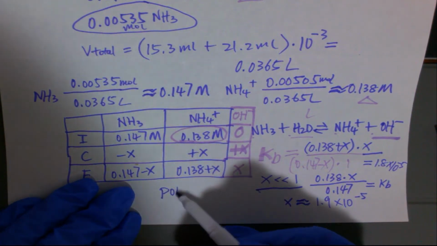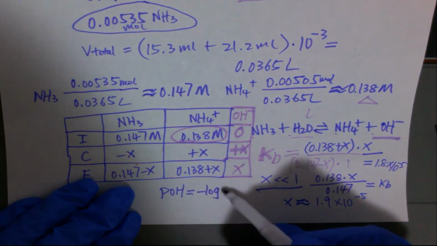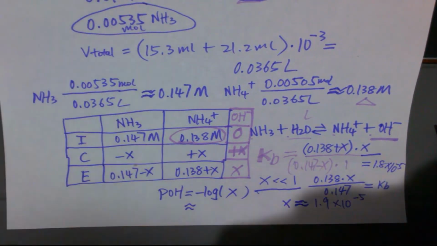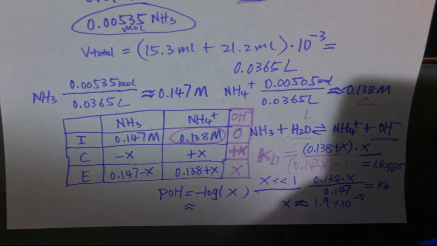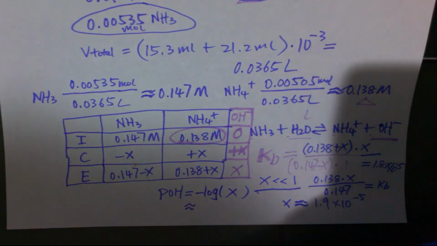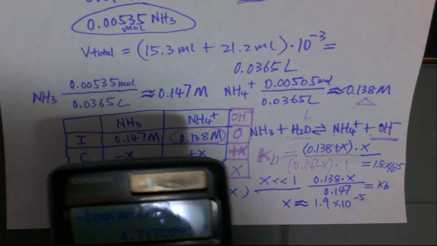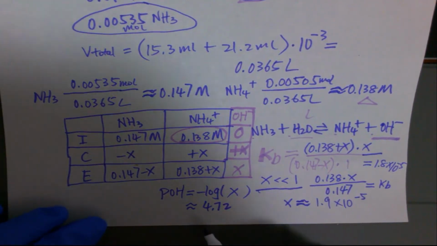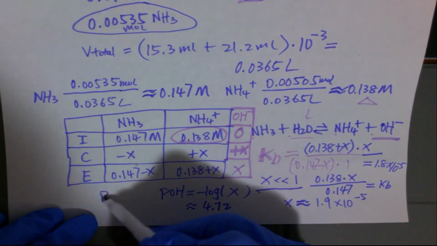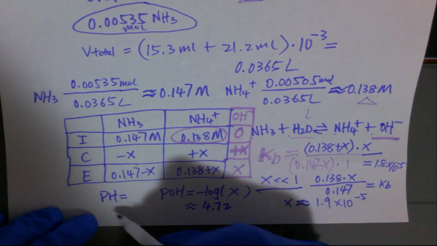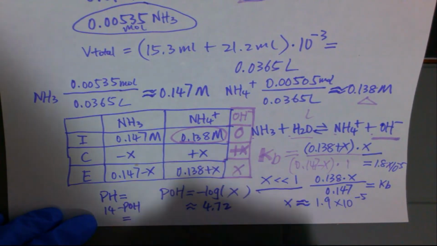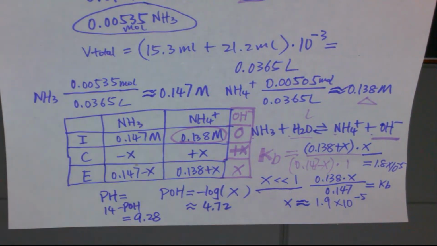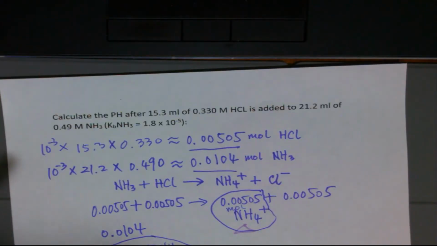Now we can calculate pOH equal to negative log of this x we calculated, which is approximately 4.72. But remember, this is pOH. We want the pH. At 25 Celsius, 14 minus pOH is equal to pH. So we're going to have 9.28 as the final result of the pH. Then we solve this problem.